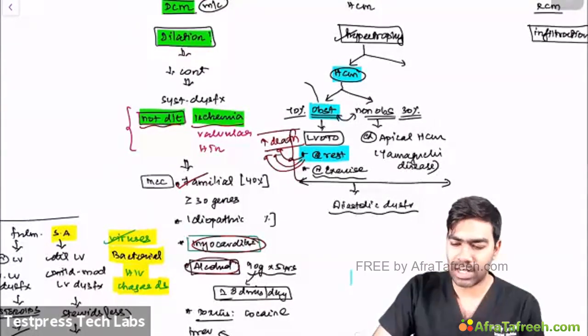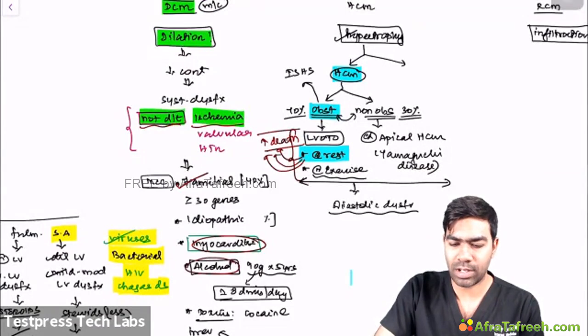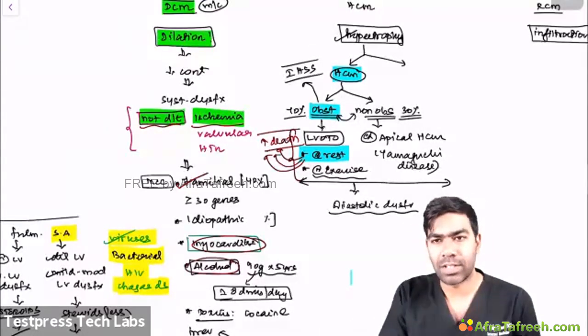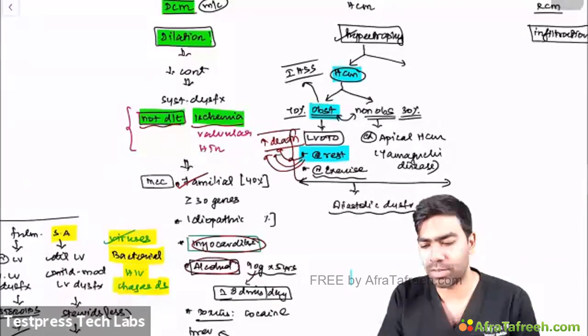Previously, there was another name for hypertrophic obstructive cardiomyopathy, called idiopathic hypertrophic subaortic stenosis, IHSS. That is the other name that was given previously. But currently, the new name is HOCM, hypertrophic obstructive cardiomyopathy.